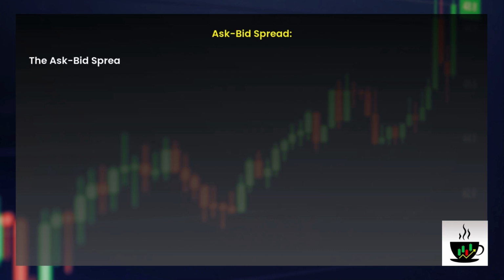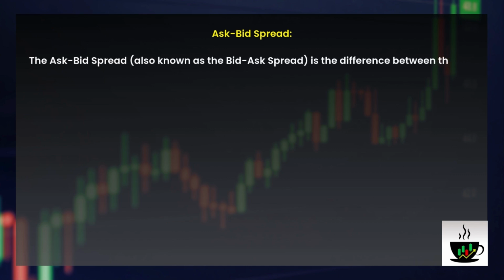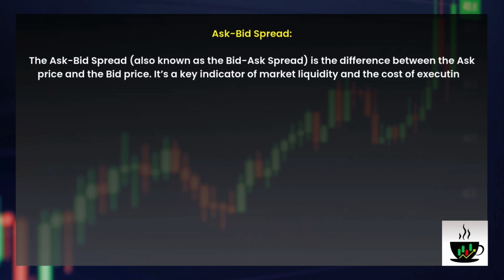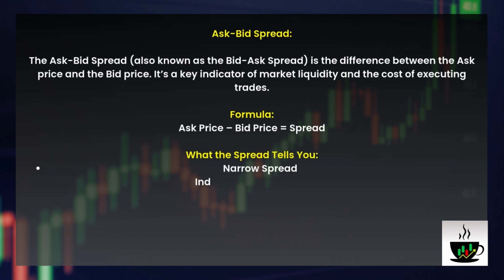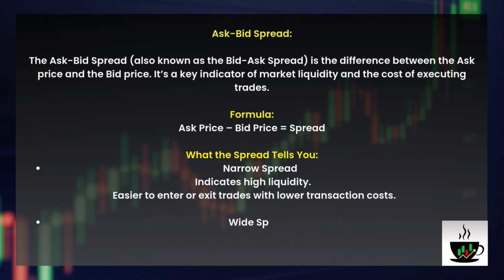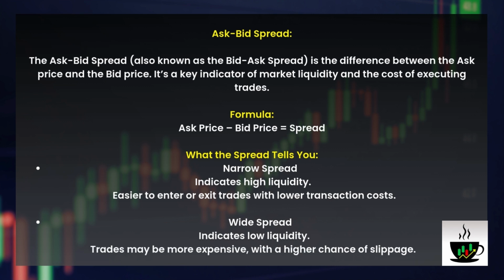Ask-bid spread. The ask-bid spread, also known as the bid-ask spread, is the difference between the ask price and the bid price. It's a key indicator of market liquidity and the cost of executing trades. Formula: ask price minus bid price equals spread. What the spread tells you. Narrow spread indicates high liquidity, easier to enter or exit trades with lower transaction costs. Wide spread indicates low liquidity. Trades may be more expensive, with a higher chance of slippage.